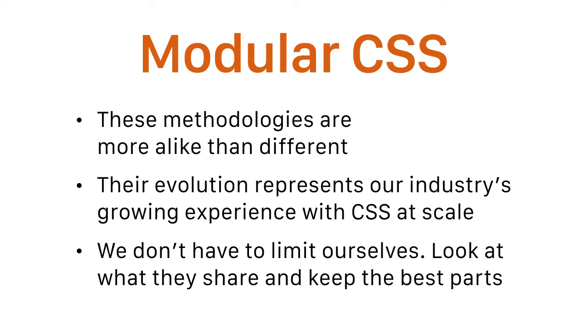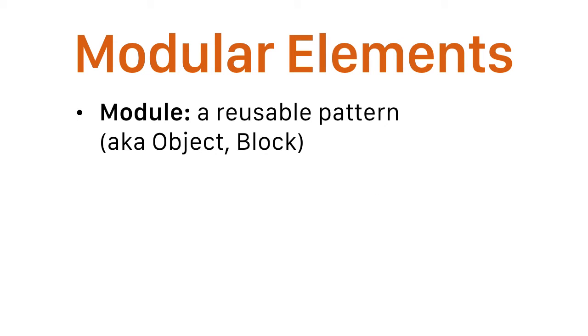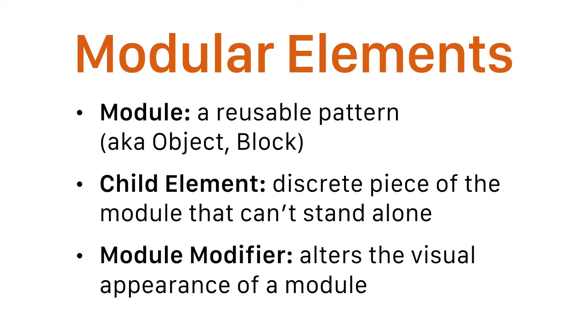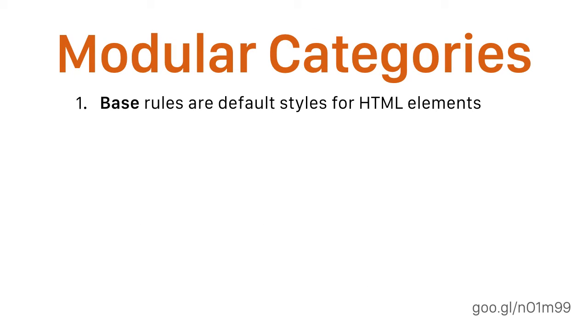But we don't have to limit ourselves to one. It's not like you have to pick BEM or pick SMACSS. These aren't conflicting philosophies. We can look at what they share and keep the best parts. So here's what I see as the commonalities between them. Modular elements of a modular CSS system include the module, the reusable pattern itself, the child element, just like in BEM, and the module modifier. And just like from SMACSS, this concept of categorizing our modules is very valuable.